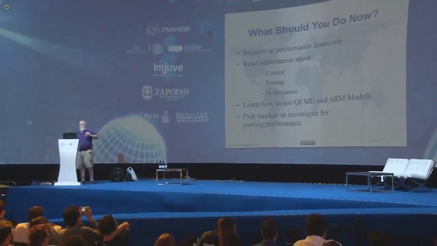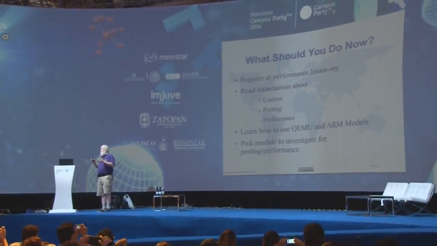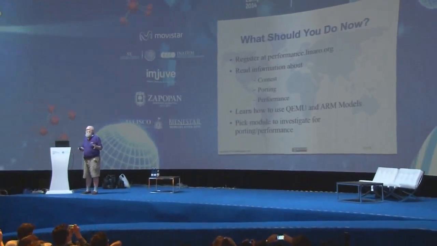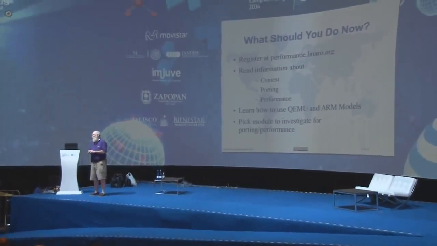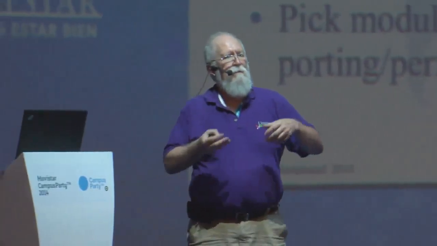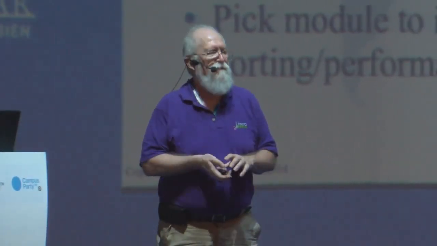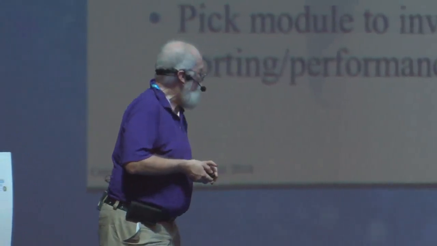So what should you do now? Go out to performance.linaro.org, register for an account, start to look at reading the information. You can use either the ARM performance programs, or you can use QEMU, which is an emulator, to create your ARM 64-bit environment right on your laptop computer. Once you've done that, you can pick a module, bring it down, put it in the emulator, and port it. There are cross-compiling tools that already exist for the ARM 64 processor, and you can use that to port your code. You will also learn to use QEMU or the ARM performance modules, and that's what you can do right now and continue on with the program.